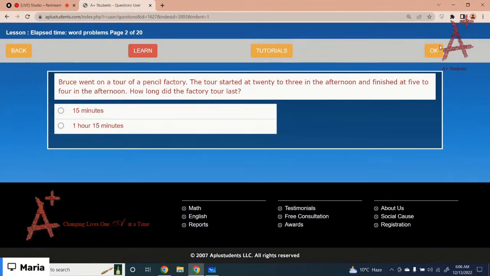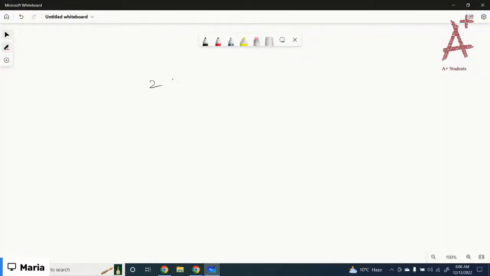Okay, Bruce went on a tour of a pencil factory. The tour started at 20 to 3 in the afternoon and finished at 5 to 4 in the afternoon. How long did the factory tour last? Okay, the tour started at 20 to 3 in the afternoon. That means you have 20 minutes to 3. So it would be 2:40 p.m. 20 minutes to 3 means you have 20 minutes left to 3. So it would be 2:40 p.m. That is the start time.